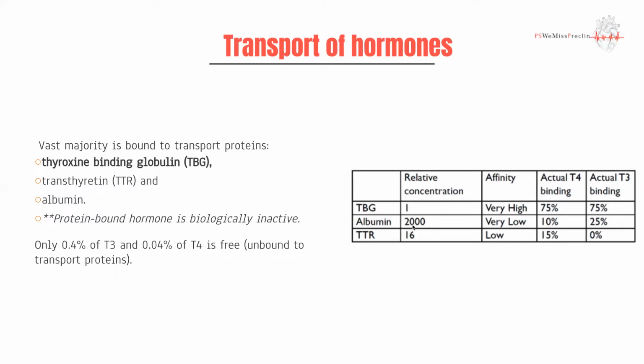So as you can see, you have 2,000 times as much albumin as you do TBG, but the affinity or the tendency of T3 and T4 to bind to TBG is very, very significantly greater than that of albumin. You have about 75% of T4 and T3 bound to TBG, although albumin's concentration in the blood is 2,000 times that. Only 0.4% of T3 and 0.04% of T4 is unbound.